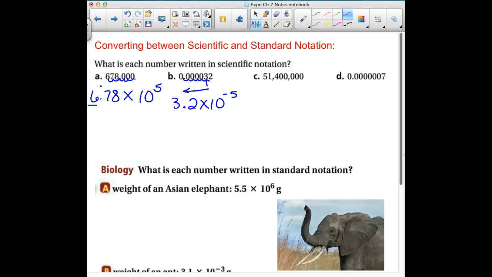So very large numbers will have positive exponents. And small numbers will have negative.